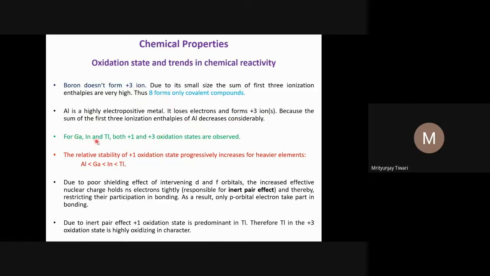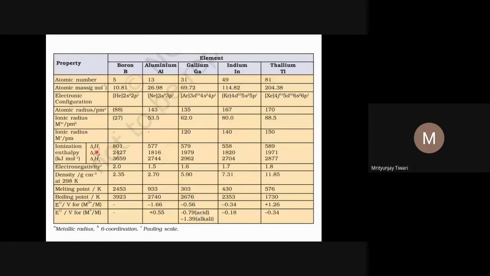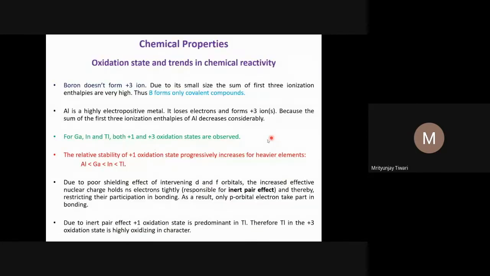For gallium, indium, and thallium, both plus 1 and plus 3 oxidation states are observed. We have seen it in the previous table, and that is here, plus 1 and plus 3 oxidation states. For gallium, indium, and thallium, we see the compounds there. So gallium, indium, and thallium were all found in plus 1 and plus 3 oxidation states.